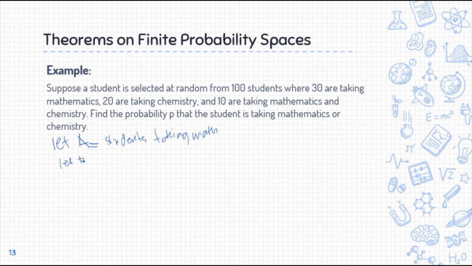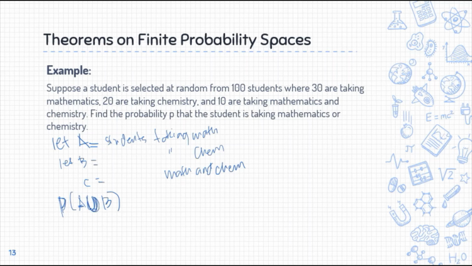Now let event B be those students taking chemistry, and let event C be those taking both math and chem. Okay, so what we need to find is the probability that the student is taking mathematics or chemistry. So what is this? This is the probability of A union B. Right? Am I correct? Okay.